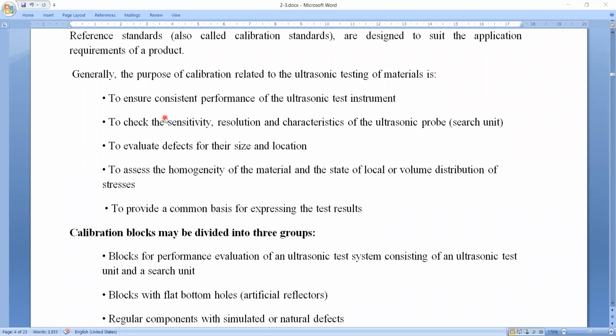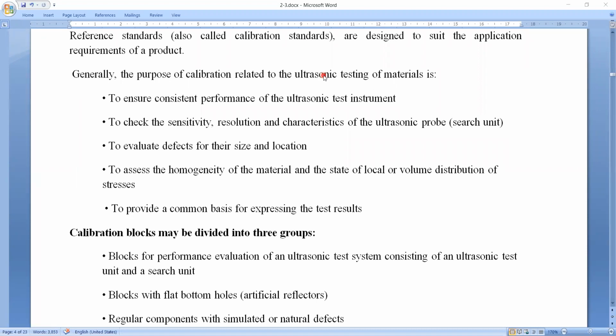And second, to check the sensitivity. Suppose the instrument is more sensitive, then we can get good results. So we have to test the sensitivity of the equipment, the resolution of the equipment, and the characteristics of the probe used for the ultrasonic testing. How do we check all these things? Only by calibration. By comparing with the reference standards, we can identify problems in the present equipment.